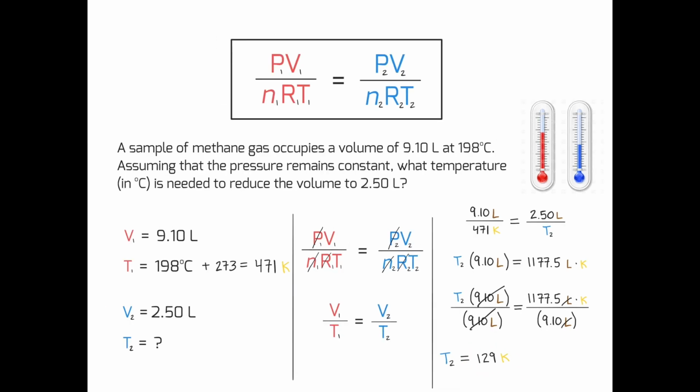But we're not quite done yet because the question asked us to solve for temperature in Celsius, which means that we need to convert 129 Kelvin to Celsius. And to convert from Kelvin to Celsius, we subtract 273. And when we do that, what we get is negative 144 degrees Celsius, which means that our T2 is negative 144.